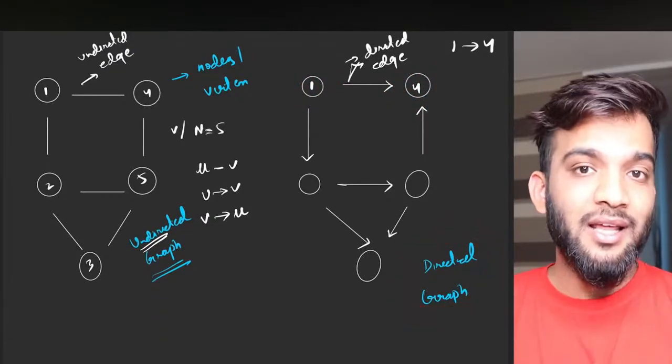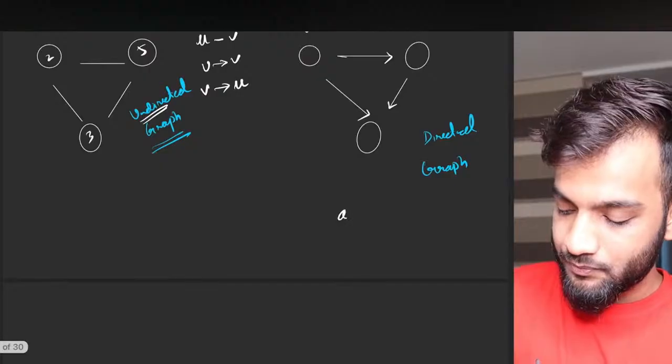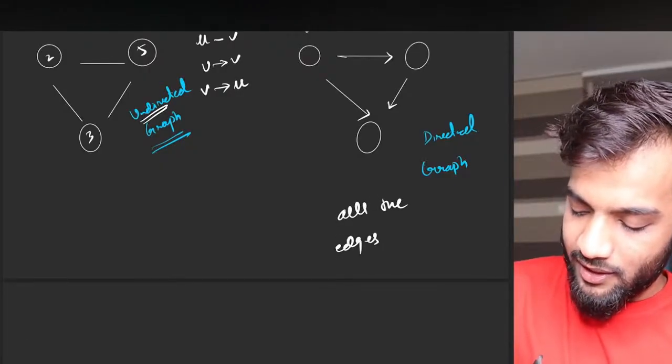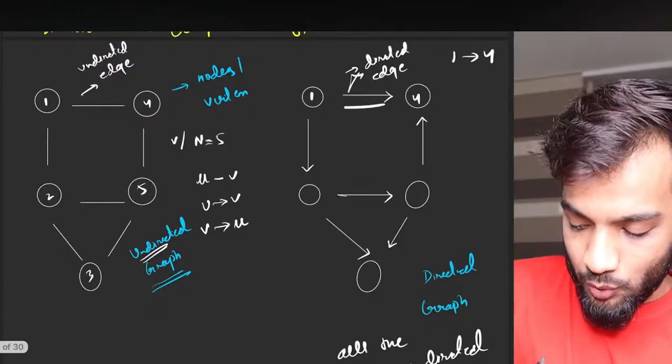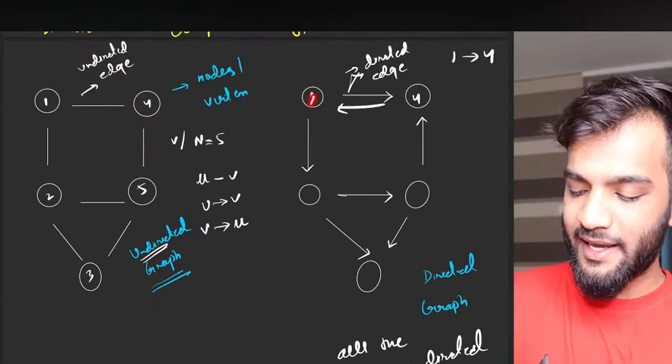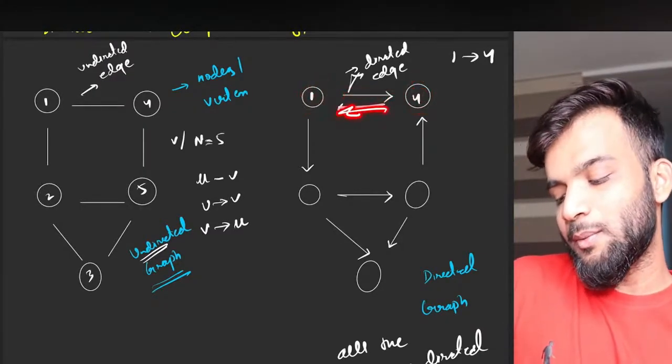A directed graph is a graph where all the edges, please mind this word, where all the edges are directed. Can there be multiple directed edges? Yes, you can also have something like this where you say there is an edge from 1 to 4, and there is an edge from 4 to 1.